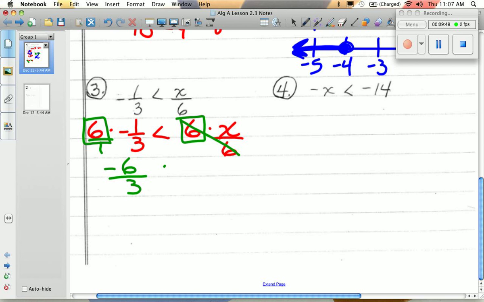And did we multiply by a positive or a negative number? Positive. We multiplied by a positive number, so do we have to switch the symbol? No, we do not have to switch the symbol. Okay, can negative 6 be divided by 3 nicely? What does it become? Negative 2. So negative 2 is less than x.